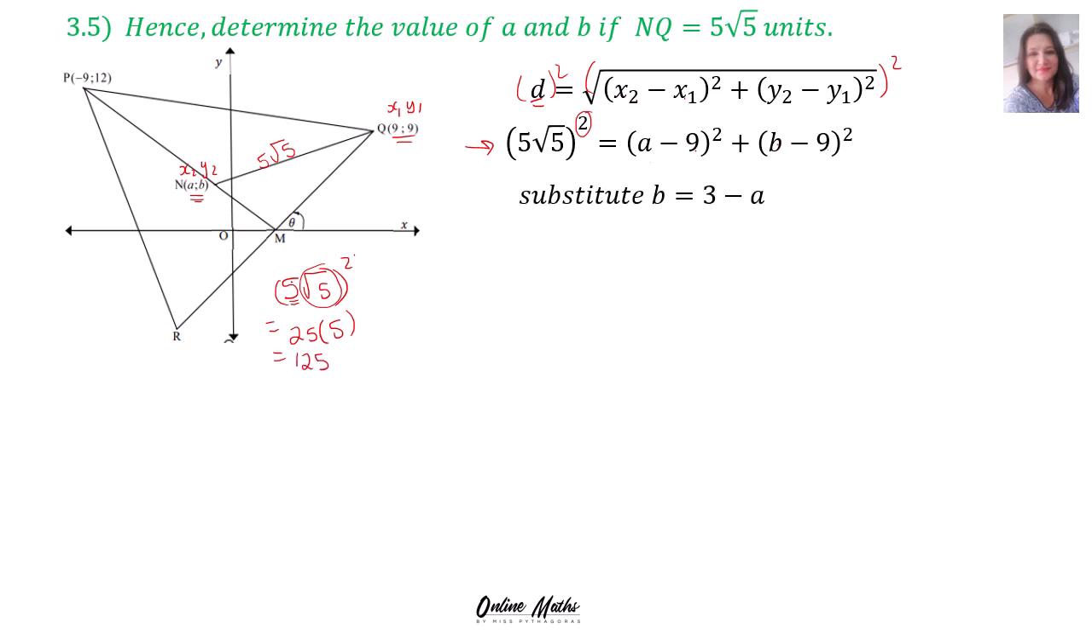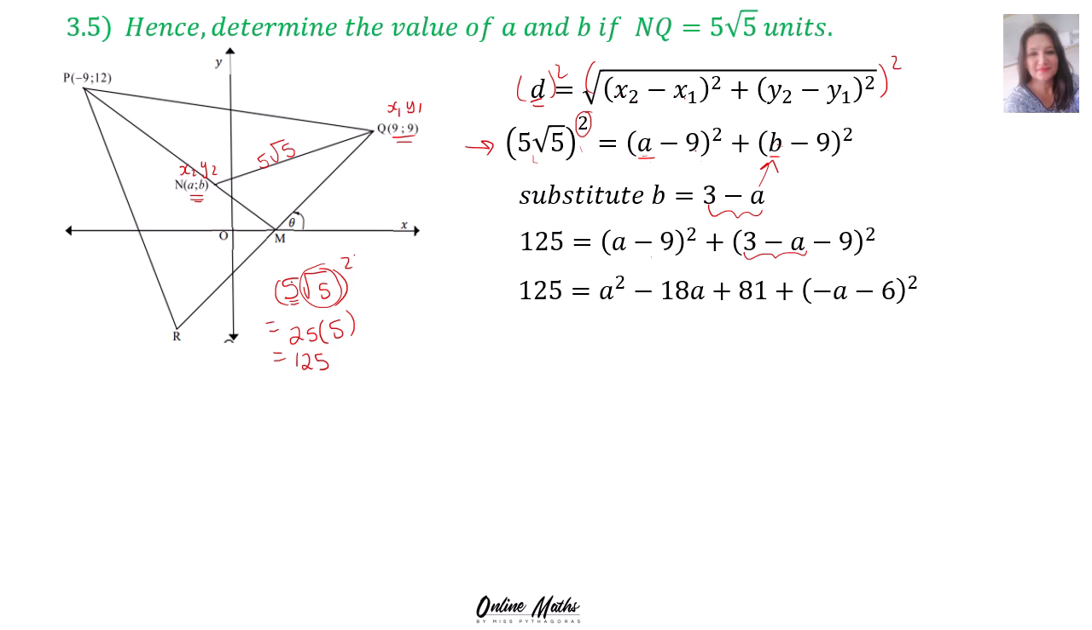And then what we can also do, let me just show you, in our little equation, we have two variables. There's an A and a B. So what we can do is in B's place, we can substitute 3 minus A so that we only have one variable. So there we go. Now you understand 5 root 5 squared is 125. A minus 9 is there. And then in B's place, we substitute from the previous, hence 3 minus A.